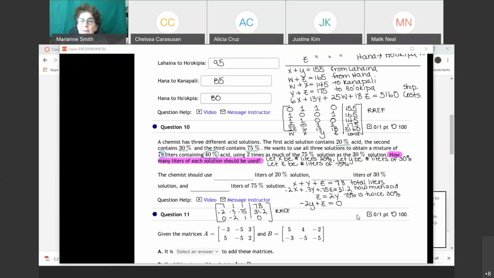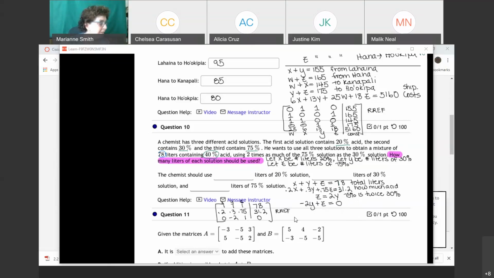Okay? So again, the trick here is remember how to calculate the right-hand side of the concentration equation. You take the total amount that you're going to have at the end in liters, you multiply by the concentration of your final amount, and that gives you this right-hand side, okay? And then when you put your equations in the matrix, remember they have to be in X, Y, Z form.